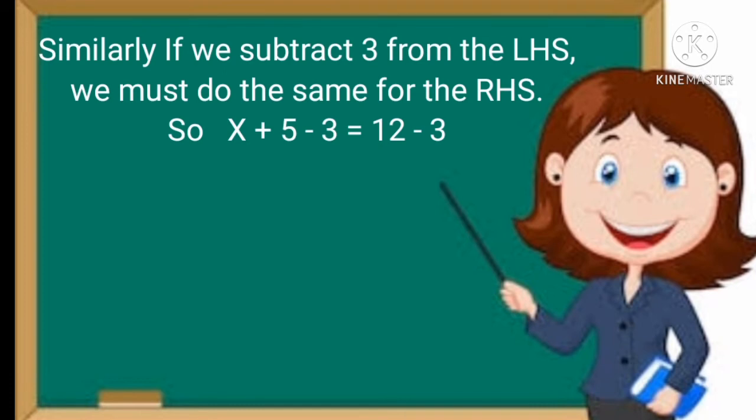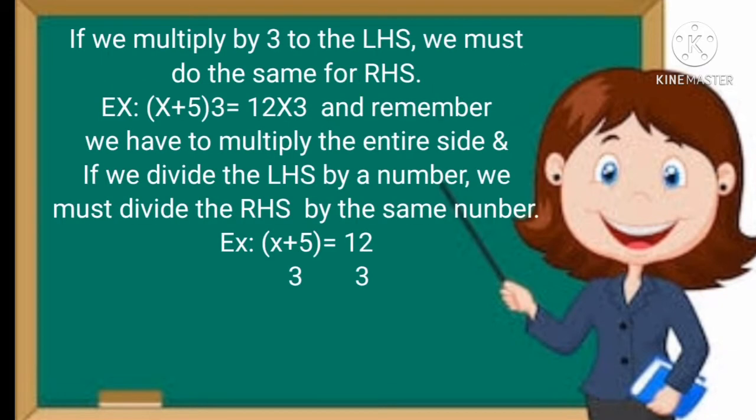Similarly, if we subtract 3 from the left hand side, we must do the same for the right hand side. So, x plus 5 minus 3 equals 12 minus 3. If we multiply the left hand side by 3, we must do the same for the right hand side. Example, (x plus 5) into 3 equals 12 into 3. And remember, we have to multiply the entire side.